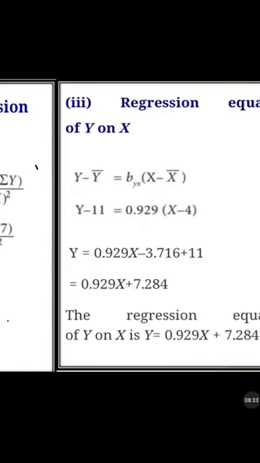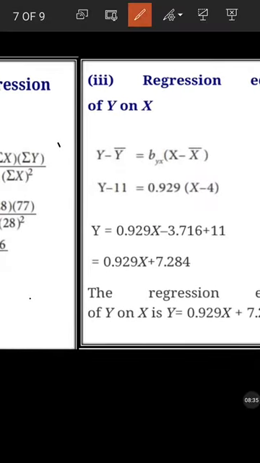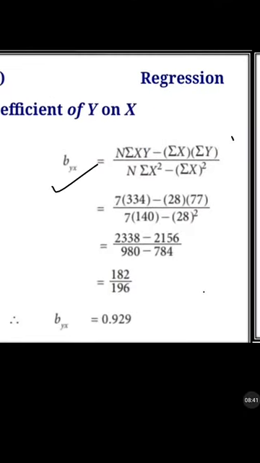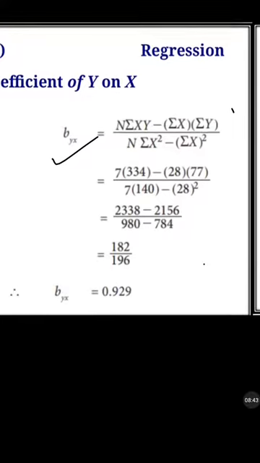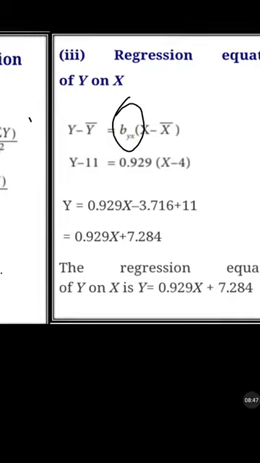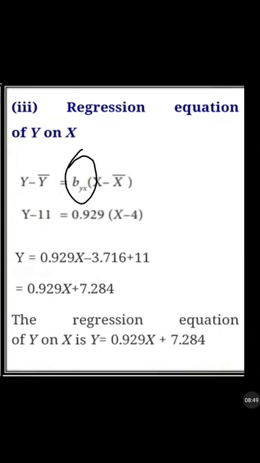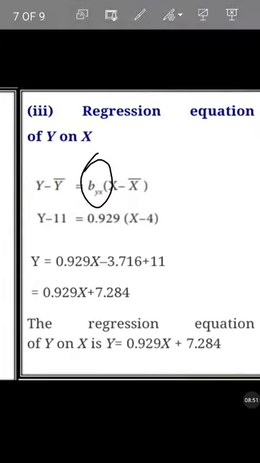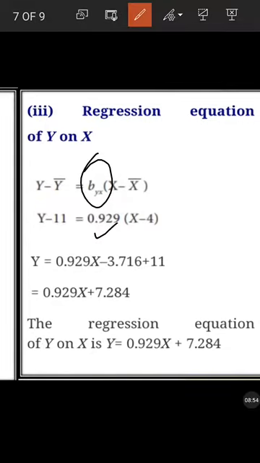Can you see this, is it visible? So here it is byx. So this byx is what we first calculate. The value of byx is 0.929. Okay, so once this value 0.929 comes, what do we do? We have to put it here, substitute in the equation. So x bar is equal to 4 and y bar value is equal to 11. So we substitute all of that.